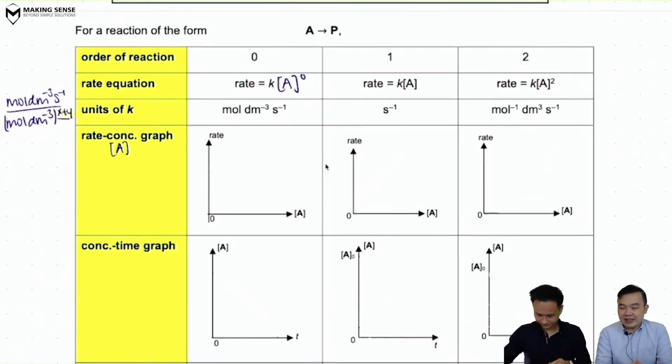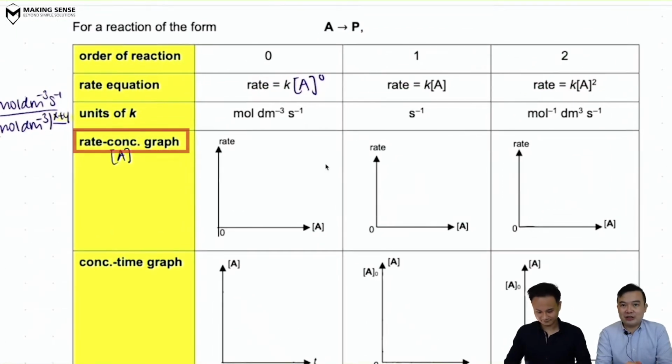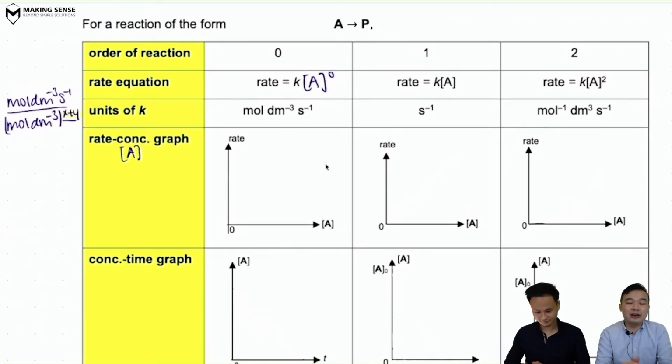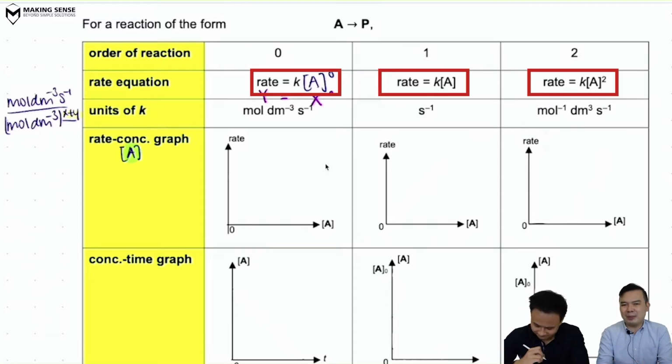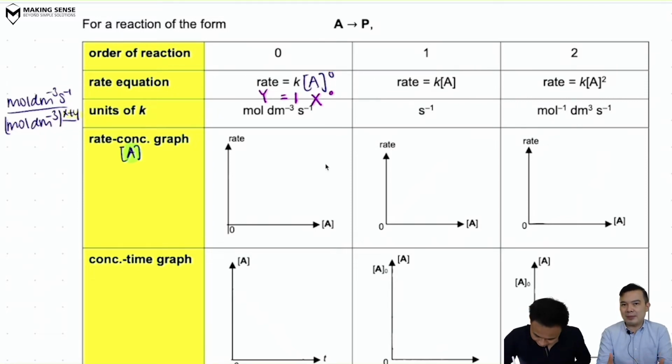Now, moving on, we're going to take a look at the rate-concentration graph. When I say concentration, I'm referring to the concentration of the reactant A. I'm going to take a slightly more mathematical approach where rate is the y-axis and concentration of A is the x-axis. To draw the graph, the easy way is to always look at the rate equation. I don't want you to memorize this. I want you to think of this in a mathematical way.